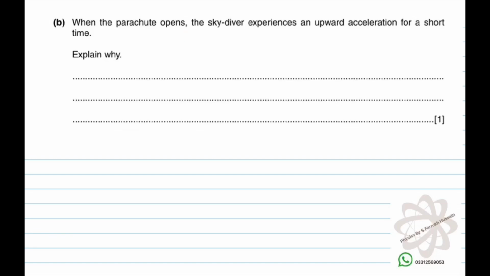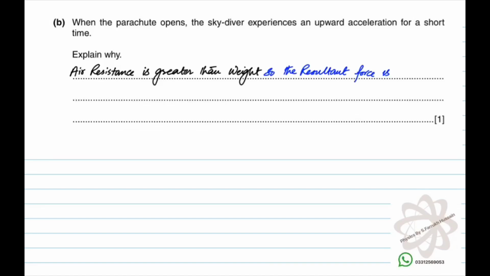downwards and the acceleration is upwards, and since the acceleration and the resultant force are opposite to the direction of motion of the object, this acceleration or force will not speed up the object, it will decelerate, or you can say the object will slow down because of this force. So air resistance is greater than the weight, so the resultant force is opposite to the direction of motion, and that's why he decelerates.